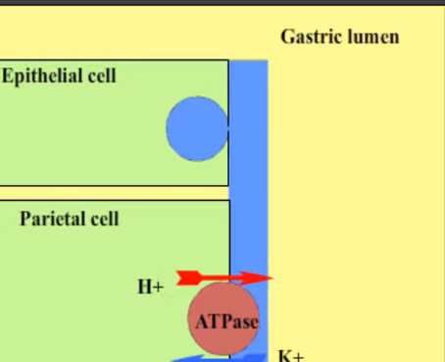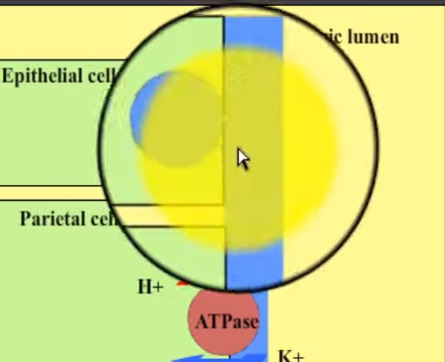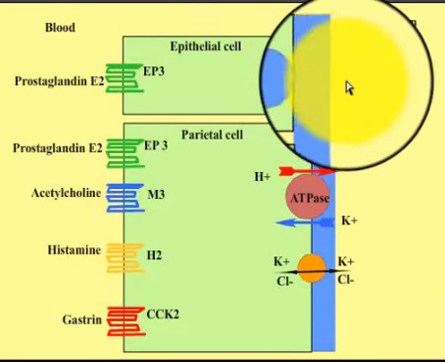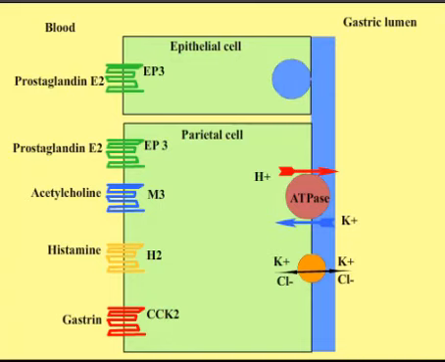The mucus forms an insoluble gel that coats the mucosal surface of the stomach and protects it from the corrosive action of hydrochloric acid and pepsin.